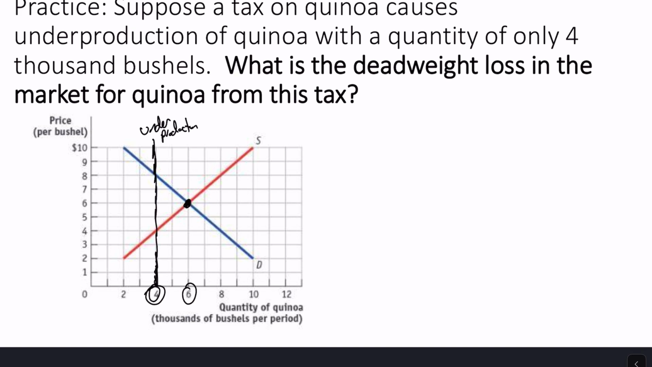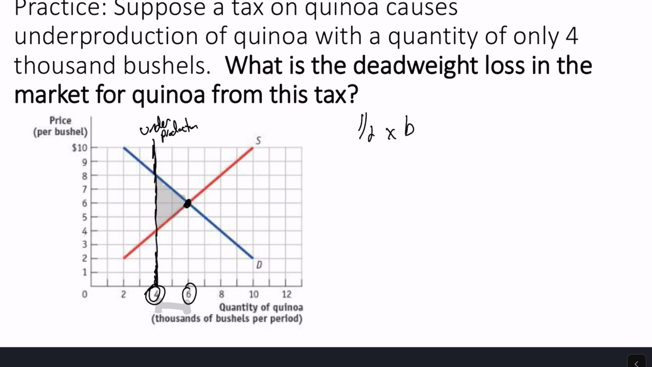All right. Area we're looking for, below demand, above supply, just for those units. That's different from the efficient quantity, right? So those 2 units there. So we need to get the area of that triangle.